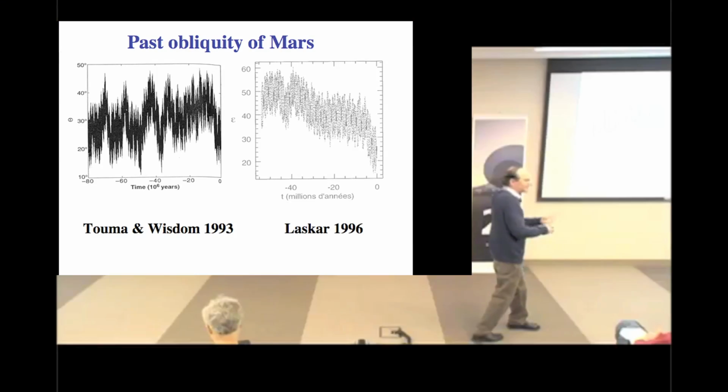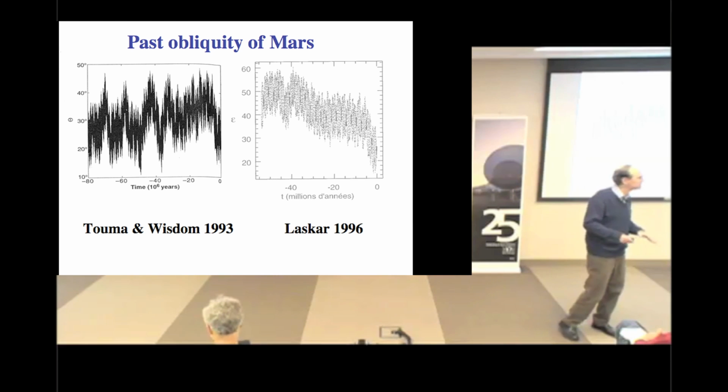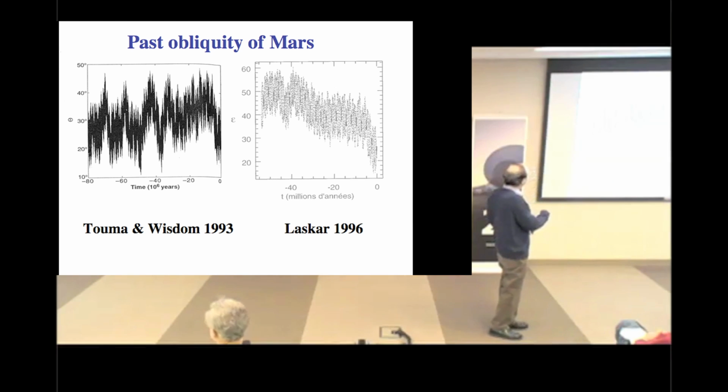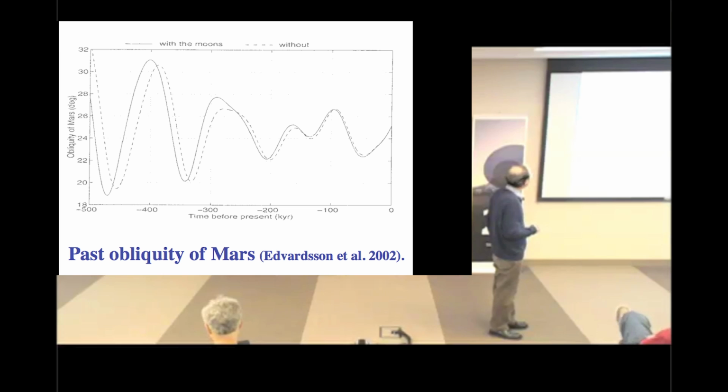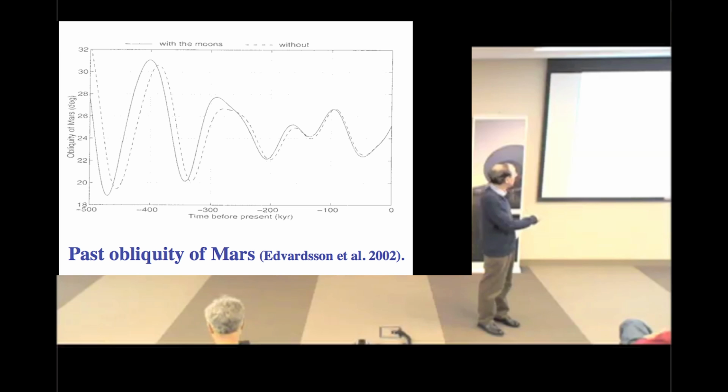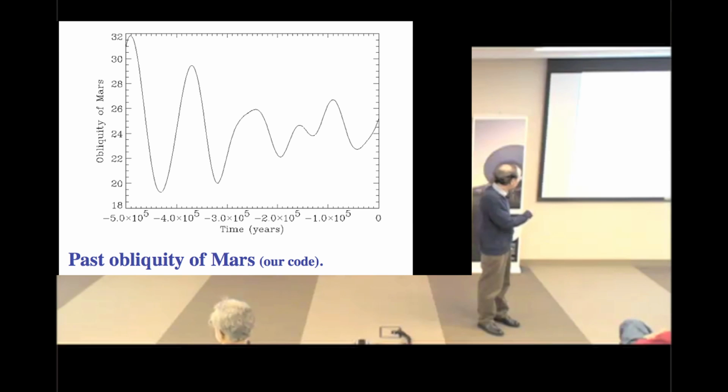Now, Mars has tiny moons. They don't really affect things much. Here are some integrations showing that there are fairly wide variations on timescales of tens of millions of years. They're not quite as big as allowed, but they go up to 60 degrees in one case, in another close to 50 degrees. The moons don't have much of an effect. This is a 500,000 year integration because they're so small in the case of Martian moons. This is our result for 500,000 years, very similar to the previous result, just showing that our code's doing basically the same thing.